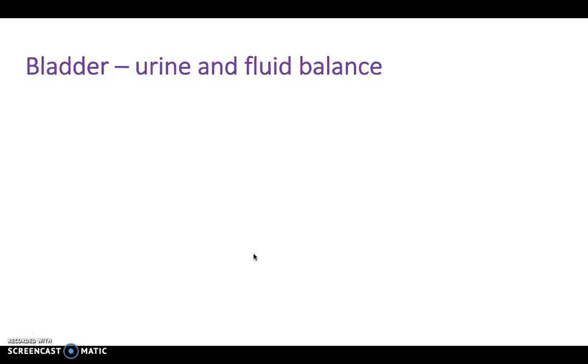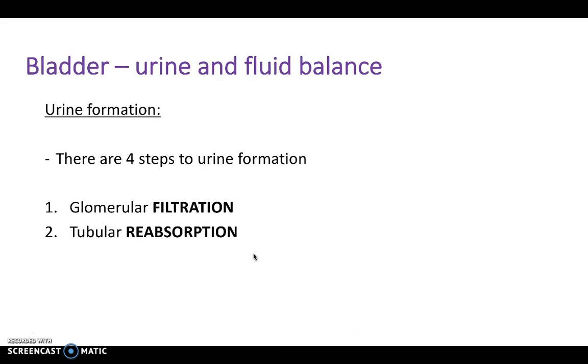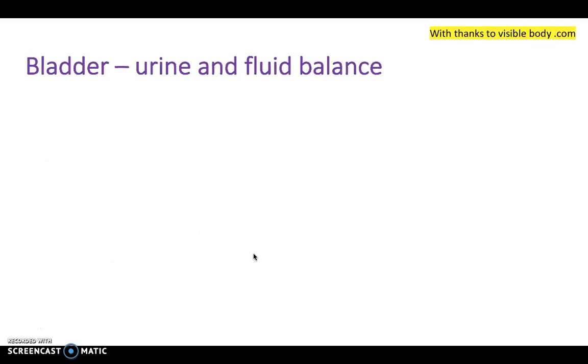Moving on now to take a look at the bladder, urine and fluid balance, and urine formation. So there are 4 steps to urine formation, and these include glomerular filtration, tubular reabsorption, tubular secretion, and excretion. Now the last stage is fairly self-explanatory. However, the first 3 we'll go into in a little bit more detail.